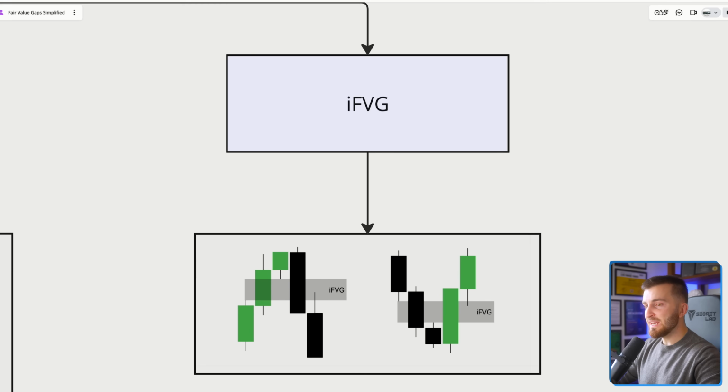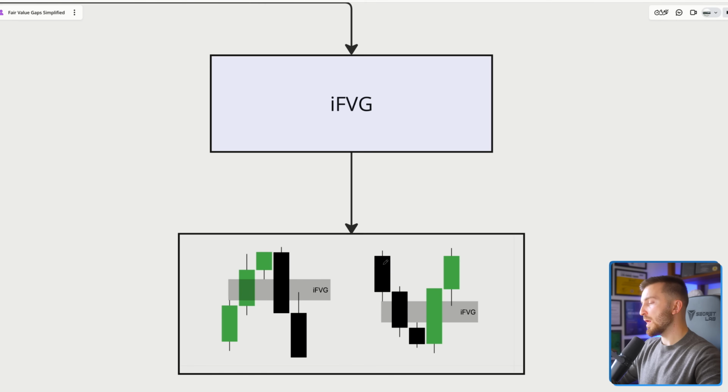Then we have the inverted fair value gap. Notice how we talked about the balanced price range, and in this drawing you can actually see also a balanced price range. But first, let's talk about what an inverted fair value gap is. An inverted fair value gap is simply a bullish fair value gap that gets completely reversed, which means that the market closes below the bullish fair value gap, inverting it. And that creates the bearish inverted fair value gap.